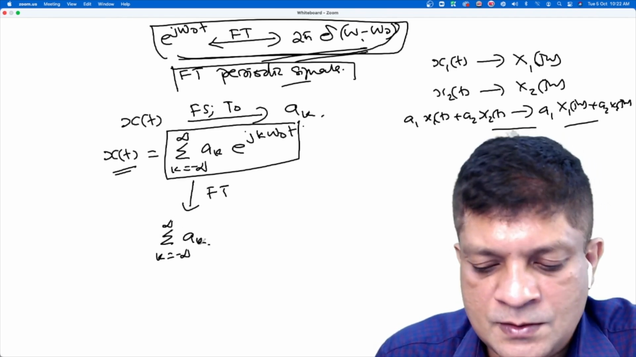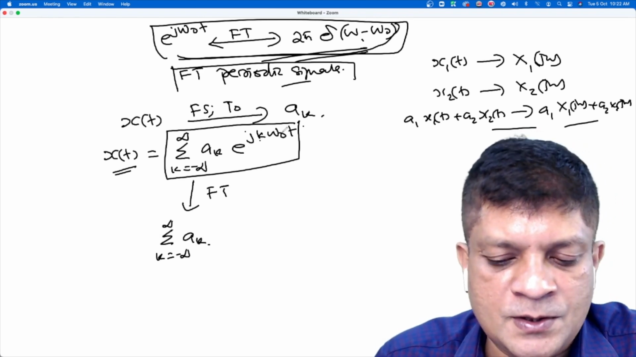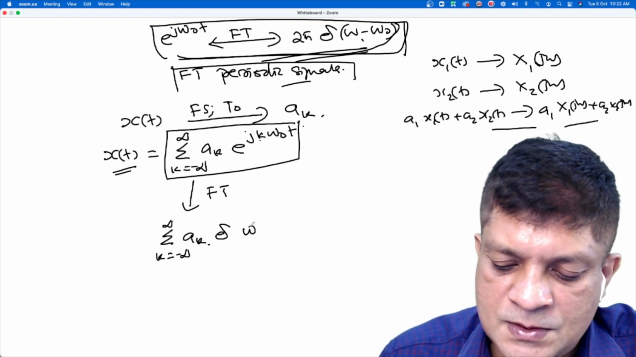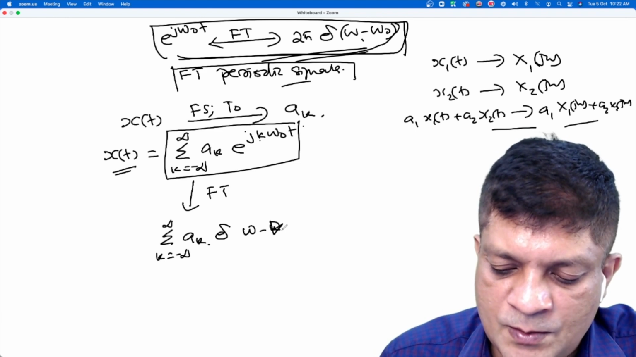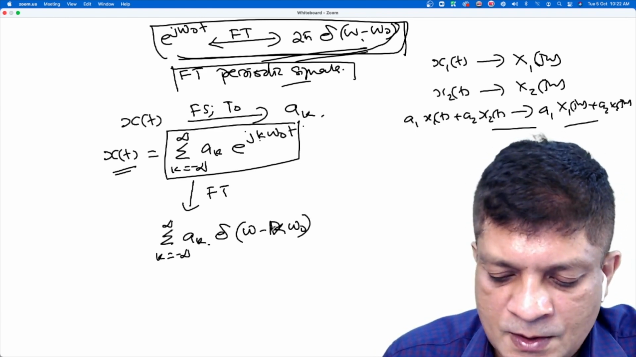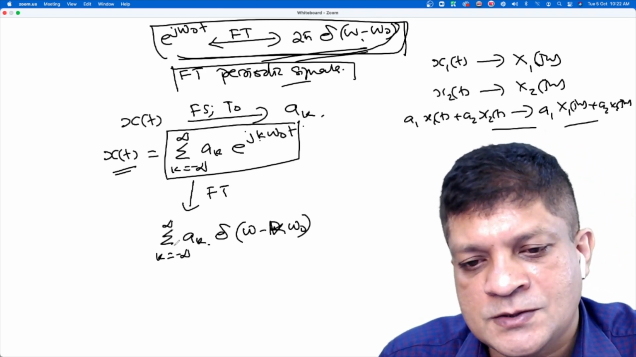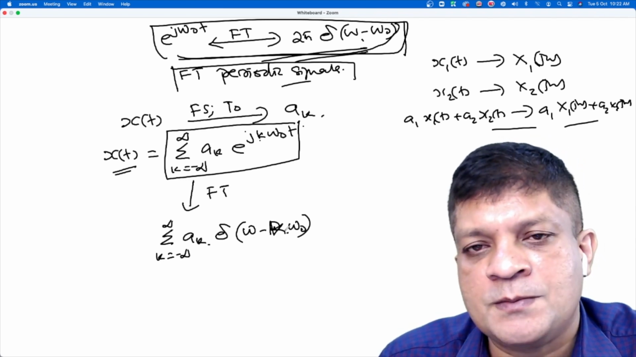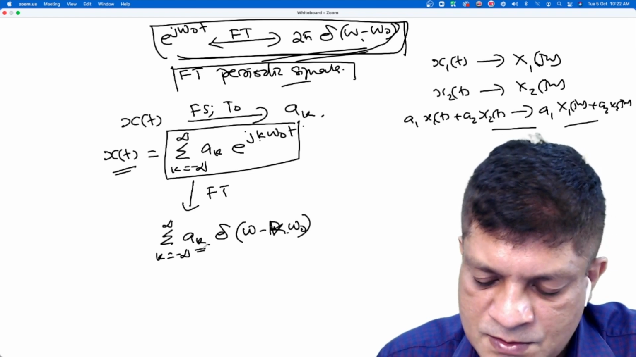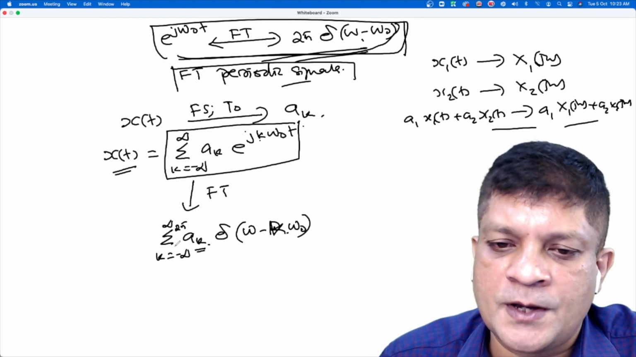This is a constant. Then what about the Fourier transform of e to the power j k omega naught t? Using this result, it is delta of omega minus k omega naught, isn't it? It is an impulse in the frequency domain. It is not a single impulse. It is a sequence of impulses at integer multiples of omega naught. And the strength of those impulses is 2 pi a_k.